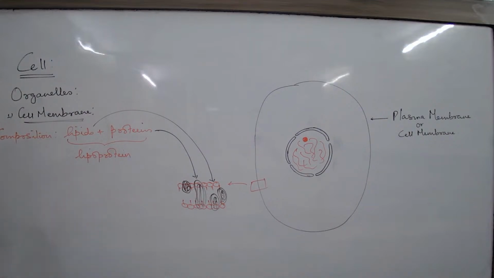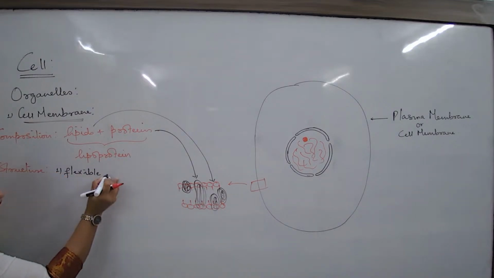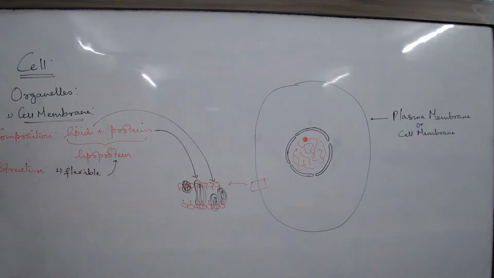What are some of the structural features of the cell membrane? The first structural feature that we understand is that it is flexible. Why flexible? Because it is made up of lipoprotein. Any membrane made up of lipids can never be hard and rigid, it is always softer. Sometimes you get this question: why is the plasma membrane flexible? Because it is made up of two layers of lipids and layers of proteins.